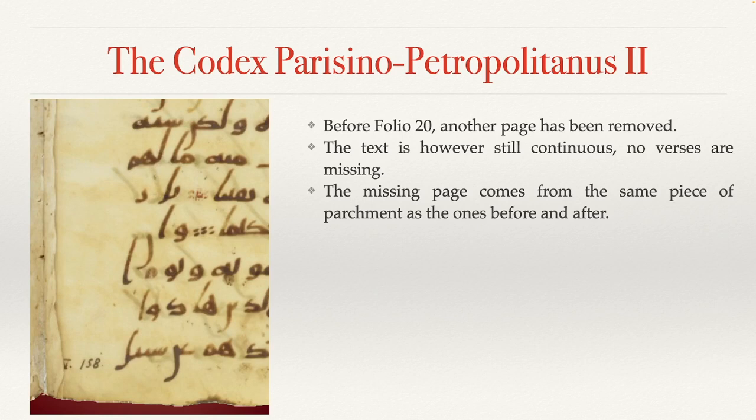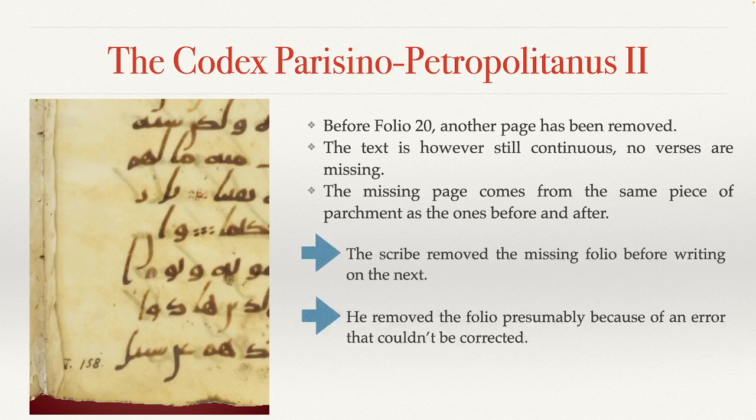Due to the nature of the folding, there is an alternating pattern of flesh and hair side on every folio. So you have flesh, hair, hair, flesh, flesh, hair, hair, flesh. Here, however, we only have 7 folios from one piece of parchment and the pattern is broken precisely where the page is missing. So what does this missing page tell us?